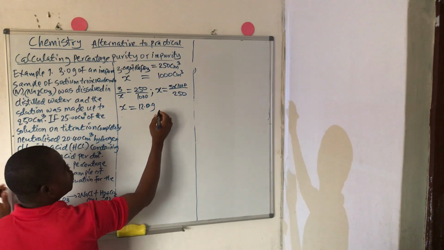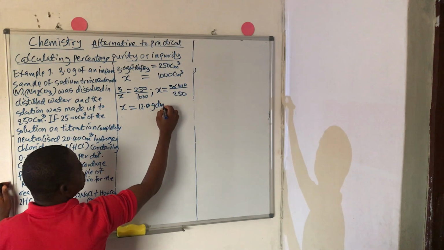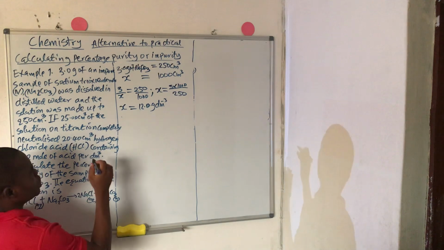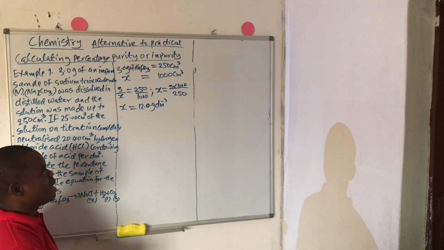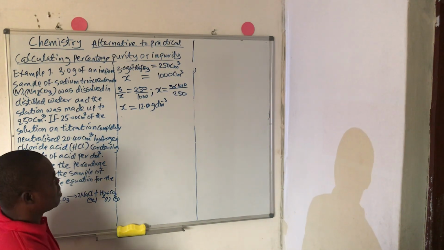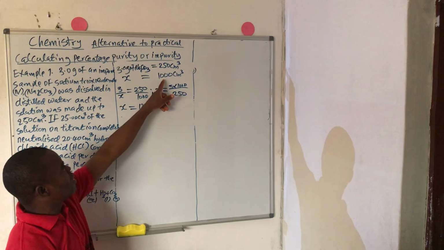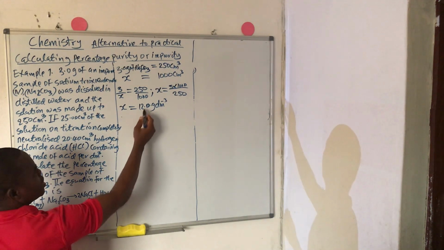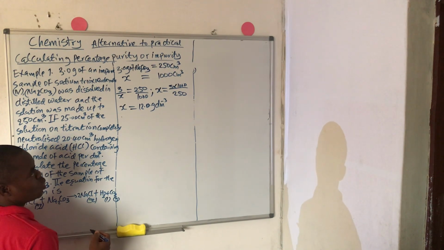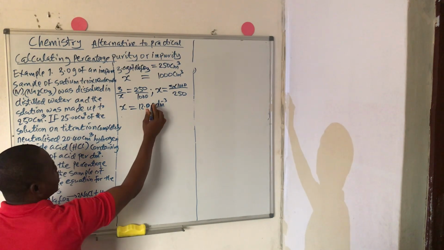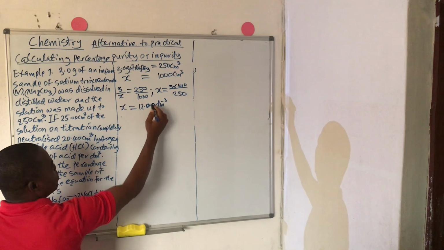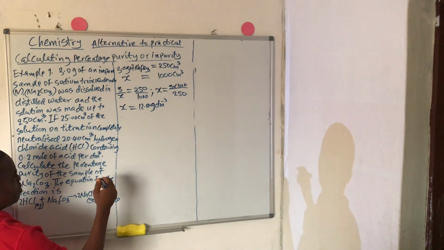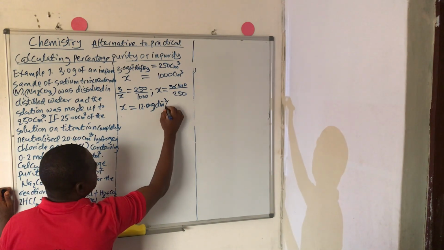And now I'm going to add per dm cube, meaning that per 1000. Of course, you should know that 1 dm cube is equals to 1000 cm cube. So it was dissolved now in 1000. So this becomes the unit of measurement of this value of x. That is 12.0 gram per dm cube. That is the percentage impurity that was involved. And this is called impurity.